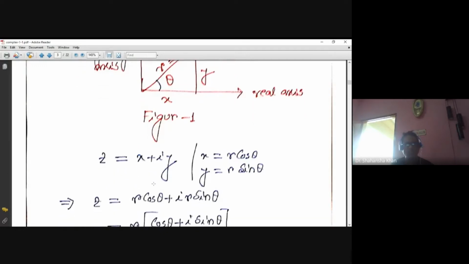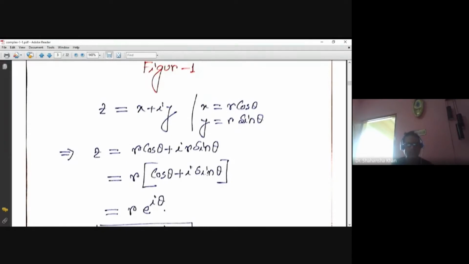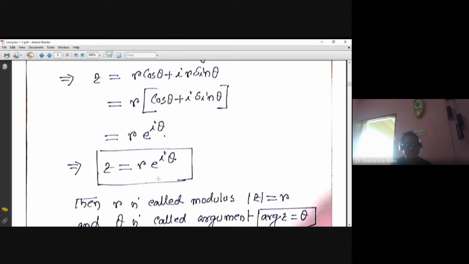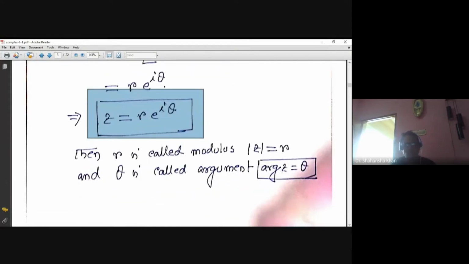Then in the graphical representation, x equal to r cos theta, y equal to r sin theta, so z equals r times cos theta plus i sin theta. Using Euler's formula, e to the power i theta, z equal to r e to the power i theta. This is the polar form of the complex number. The modulus of z equals r, and the argument of z equals theta.